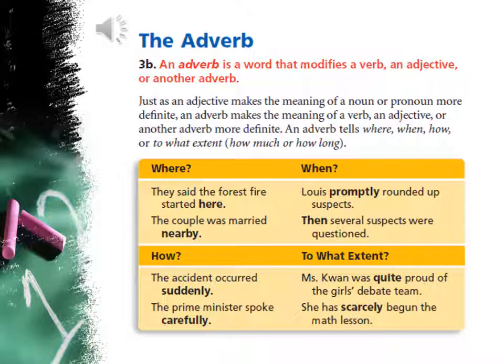Here we have a couple of examples. Let's look at the first one in each part. They said the forest fire started here. So here is modifying started. It's telling you where it started. In the next one, Lewis promptly rounded up the suspects. When did Lewis round up the suspects? Promptly. The accident occurred suddenly. How did it occur? Suddenly.